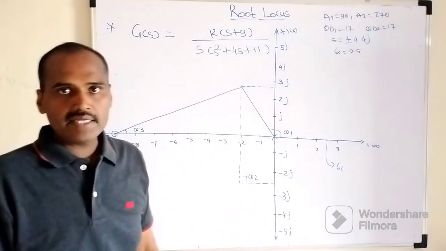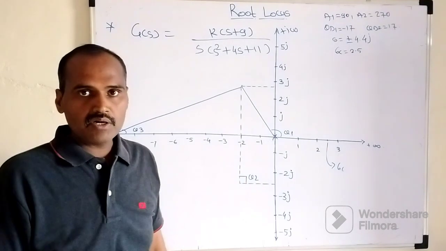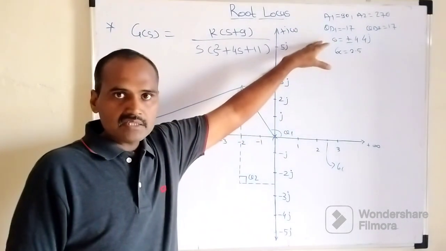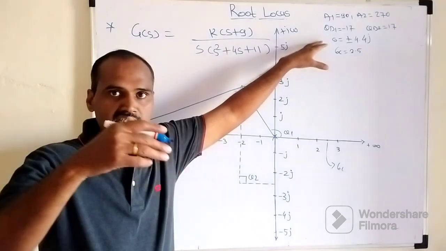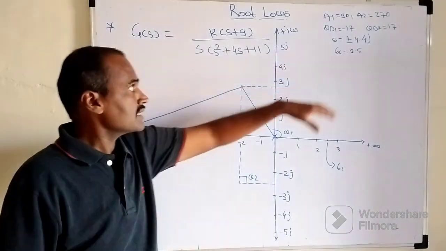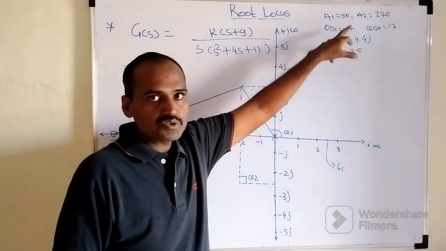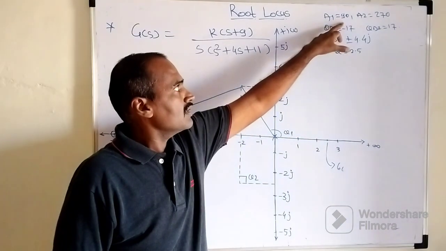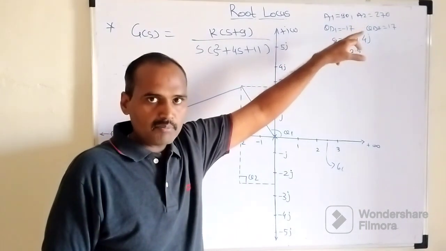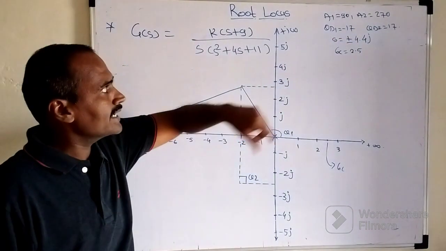Okay friends, so lastly we will plot this root locus curve. In order to plot this root locus curve, these are the few parameters which we already tabulated from design step number 1 to design step number 7. These parameters are nothing but what? Like angle of asymptotes. The angle of the first asymptote will be 90 degrees. The angle of asymptote number 2 will be 270 degrees.